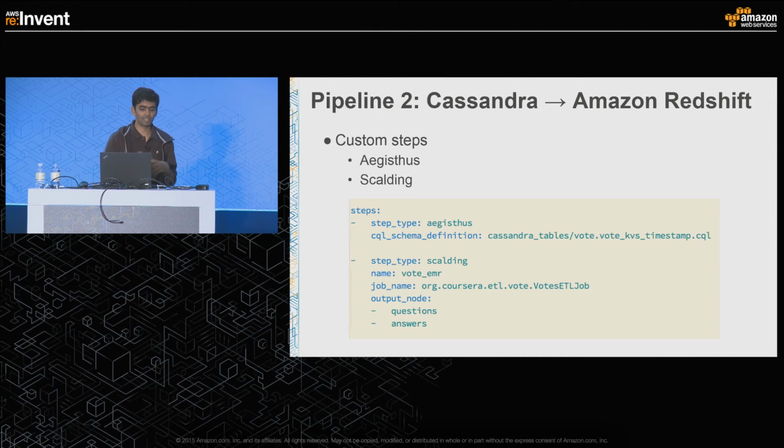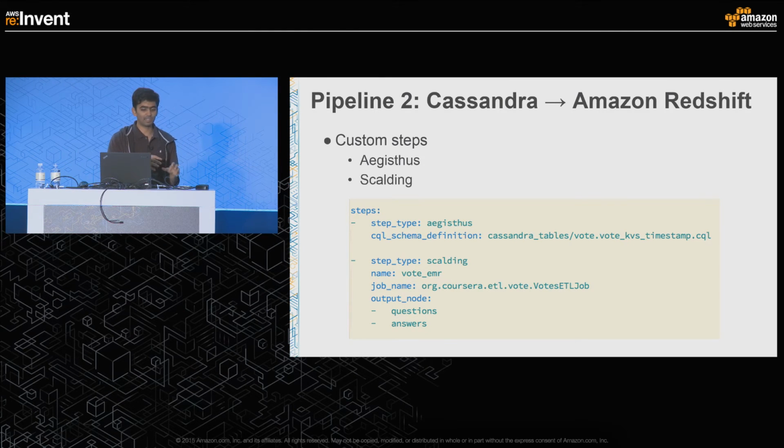So, steps, again, we'll talk about the two steps here. We had an Aegisthus step and we had a Scalding step. All a developer has to specify for an Aegisthus step is that they want to run Aegisthus, and that they want this Cassandra schema to be parsed out. Internally, the step definition specifies where it needs to go for the backups and what date of backups it needs to use based on the time of running the pipeline, and then it'll create Avro files. These are outputted into an intermediate S3 location, which our next step is going to pick up.